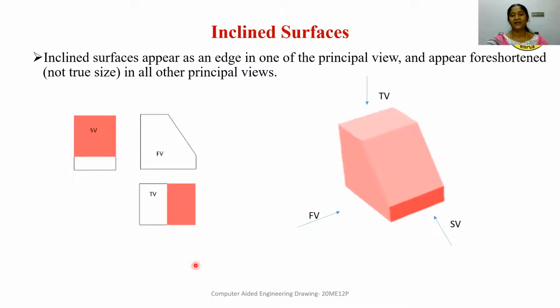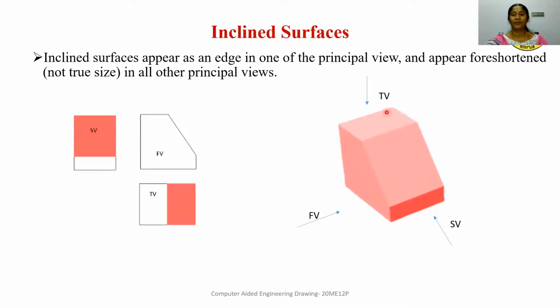So consider a block. One of the surfaces of this block is the inclined surface. So this is the inclined surface. This is the direction of the side view. This is the direction of the front view. So this inclined surface is represented by an edge in the front view, this inclined line. So this is the front view of the object. This inclined surface is represented by this inclined edge in the front view.